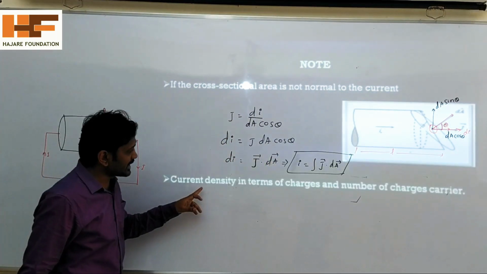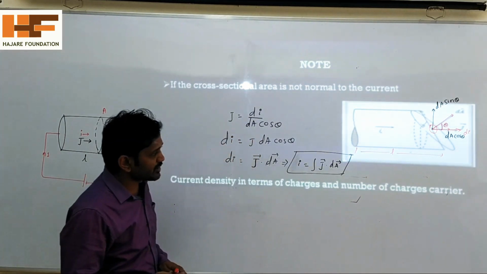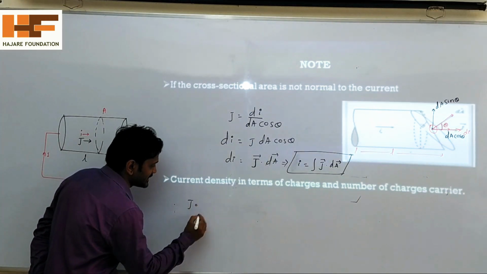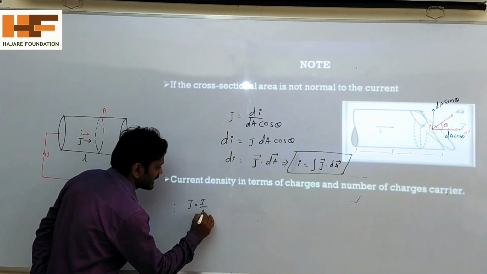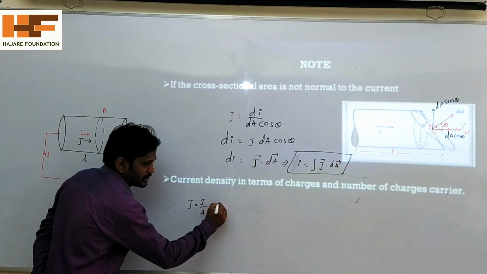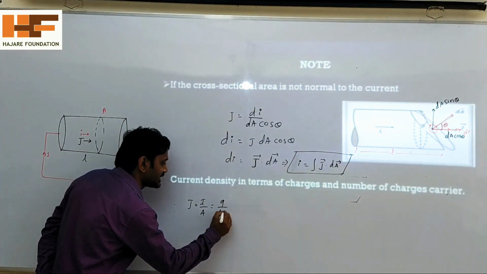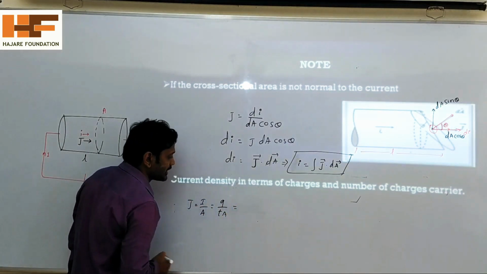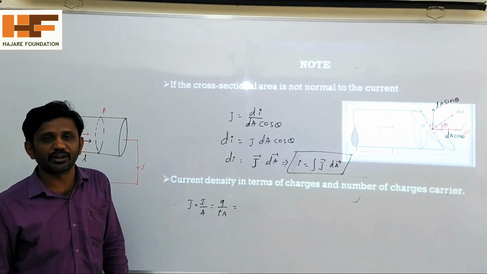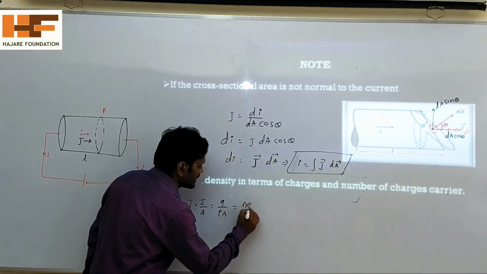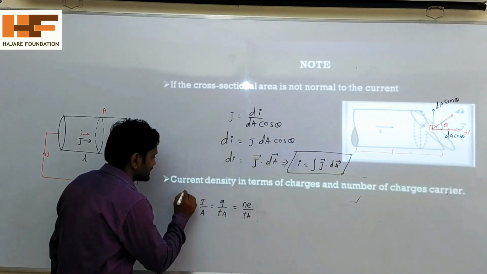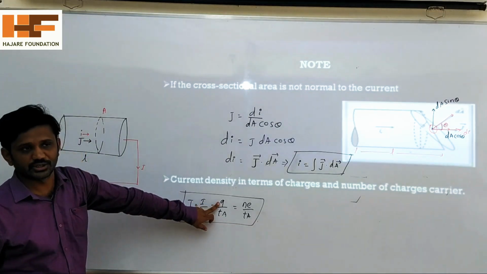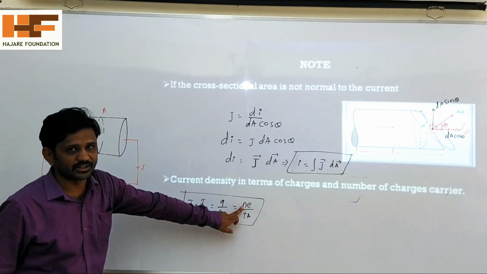Okay. Now the current density in terms of charge and the number of charge carriers. Already we know the equation of current density, that is J is equal to I divided by A. Here I is equal to Q divided by t, so J is equal to Q divided by t into A. Substituting according to the quantization of charge, Q is equal to n e, so J is equal to n e divided by t A. It is an expression for current density in terms of charge and number of charge carriers.